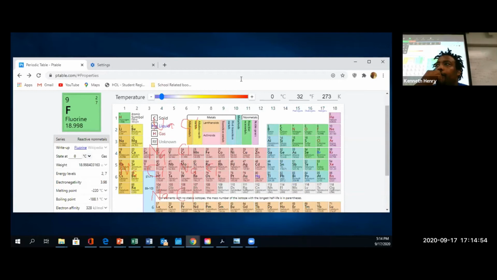So then if we calculate the formula mass for sodium chloride, it's just going to be the sum of the two. So it's going to be that 23 plus our 35. Okay, so the formula mass for sodium chloride would be 58 units. Do you guys get that? Okay, good.